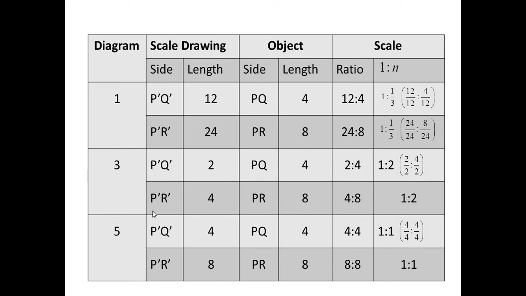Then go to diagram 5. In diagram 5, the scale drawing is 4 and the object is 4. So in ratio form, we have 1:1. You can see here, the scale being used is totally different. Sometimes it can be in fraction form, or it can be bigger than 1, or it can be equal to 1.